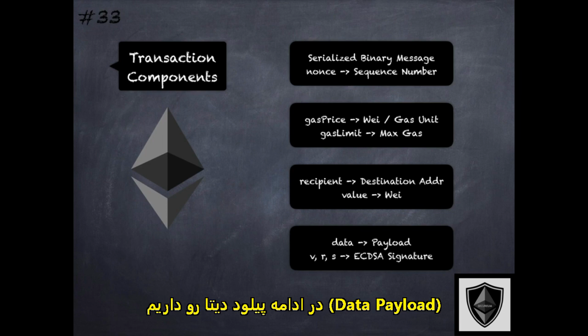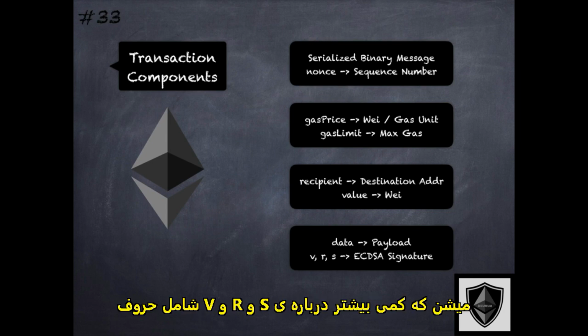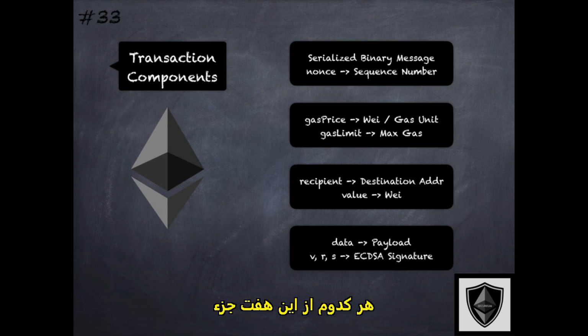We then have the data payload, which is of variable length. It's binary encoded as per the format required by Ethereum and sent as part of this transaction. Finally, we have the three components of the ECDSA signature, which are referred to as V, R, and S. We'll talk a bit more about each one of these 7 components used in this transaction in the forthcoming slides.